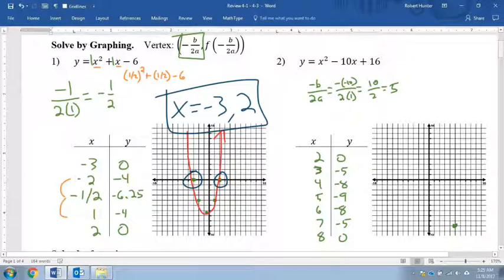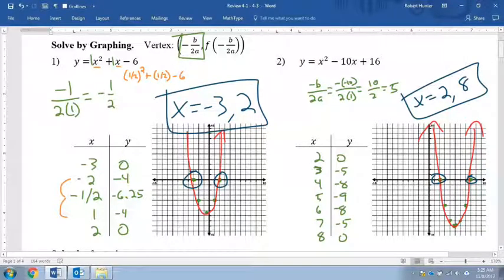So let's graph this sucker real quick. Again, if we tell you to solve by graphing, we expect to see a graph. So that's at negative 8. 7, 6, 5. That's at negative 5. 4, 3, 2, 1, 0. That's a 0. And you get a graph that looks something like this. And those are your intercepts. So those are your solutions. So x equals 2 and 8. Those are your solutions. Cool.